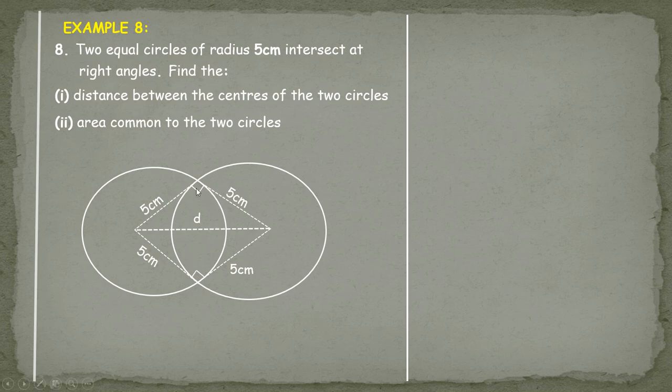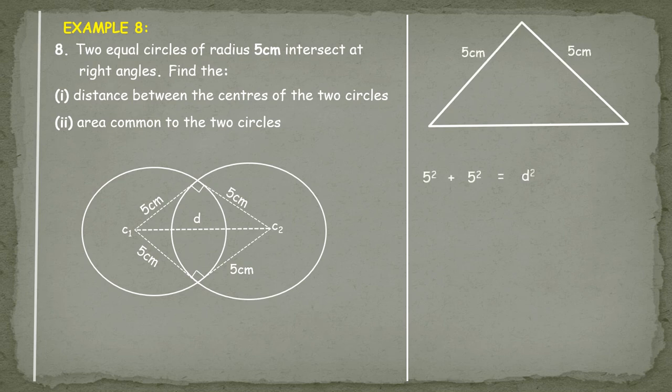Since this one is 90 degrees, and this is 5 and this is 5, we shall just make use of the Pythagoras theorem to get the value of D. So we shall get our D as the square root of 50, which is 7.0711 centimeters.